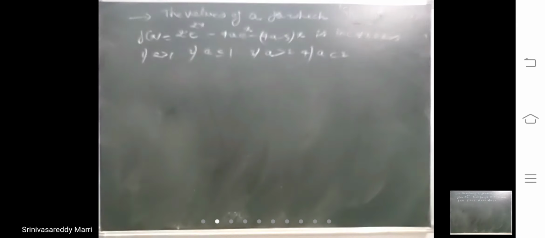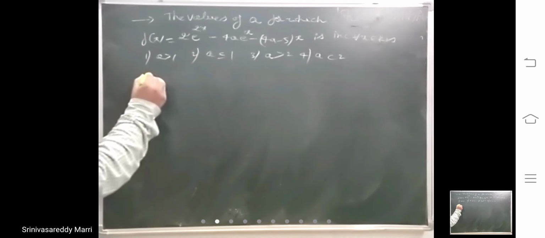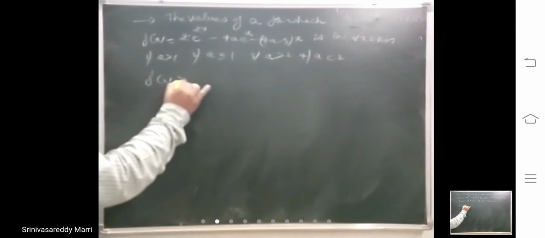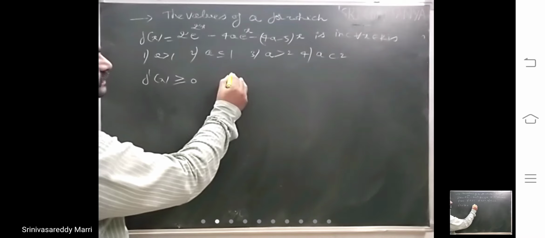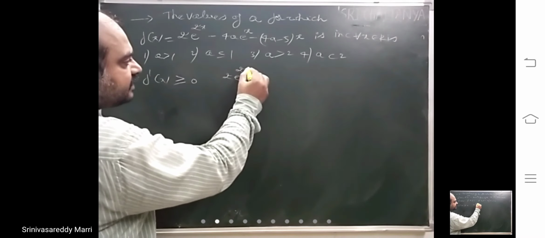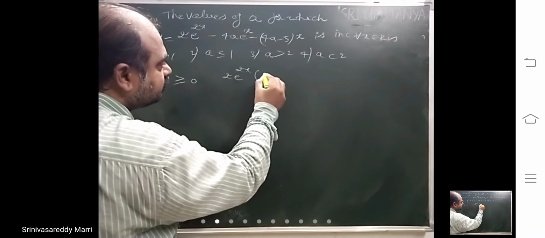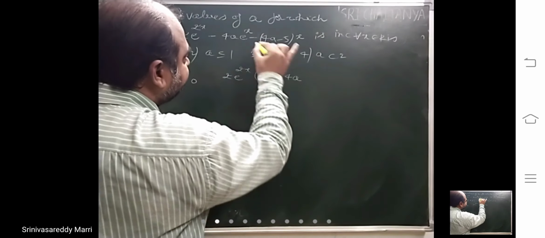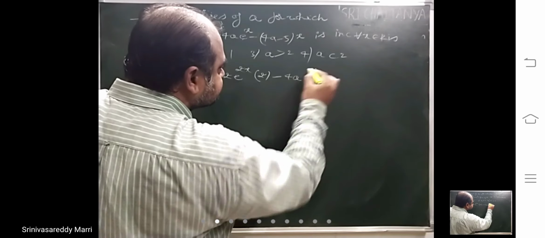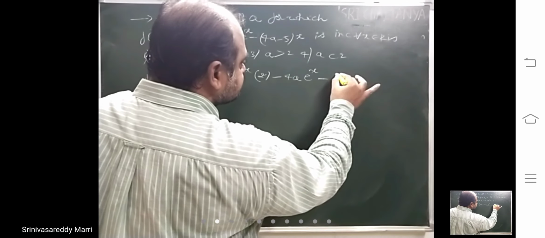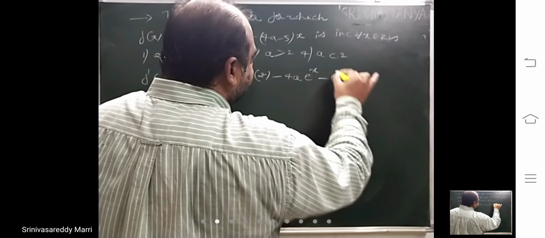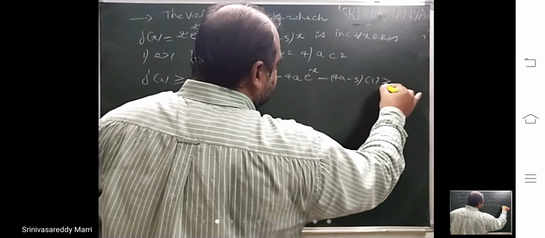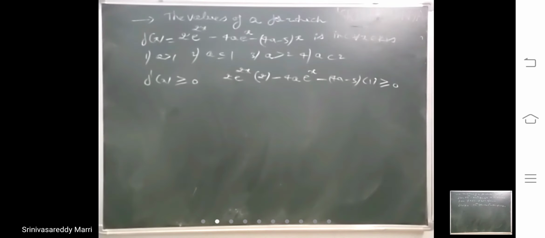So the logic is f dash x greater than or equal to 0. Write that. Simple logic. So derivative of this: 2e power 2x into 2 minus 4a into derivative of e power x minus (4a minus 5) into derivative of x, 1, greater than or equal to 0.